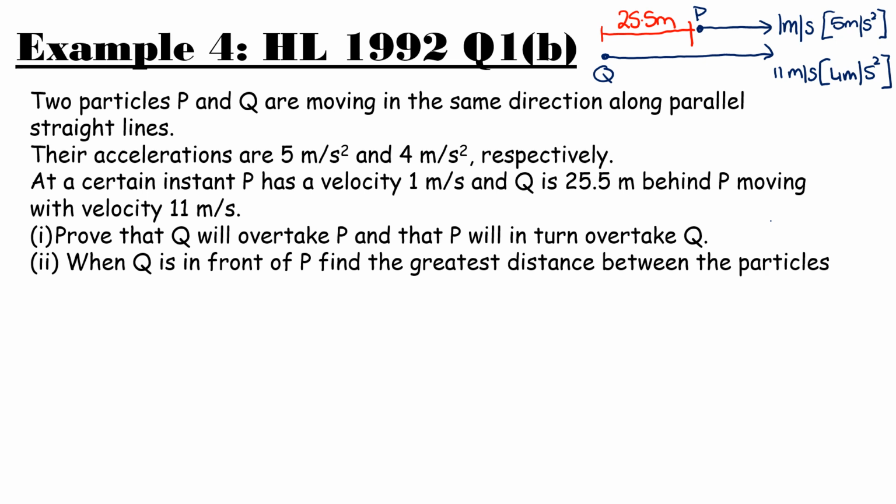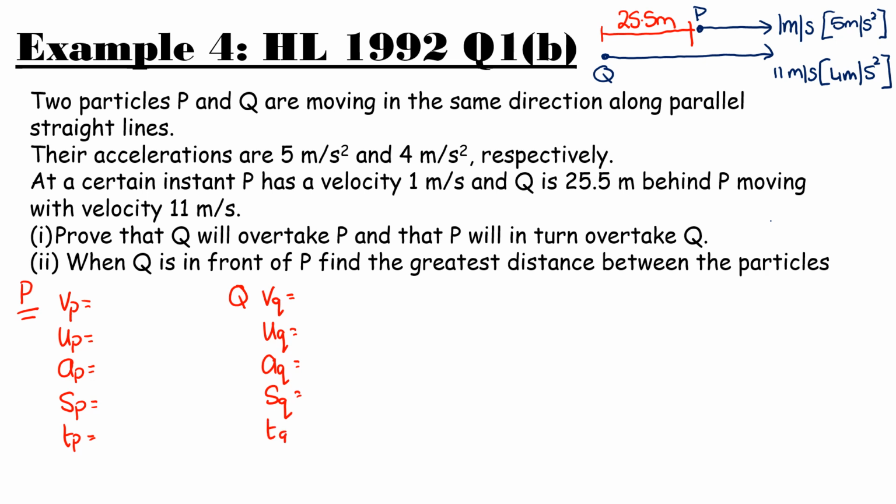So what we're going to do is find the times where they meet. And when we do that, we shall get 2 times that are both valid, so positive numbers, and that will prove that Q will overtake P, but they will have to meet again. And the only way for that to happen is that P will in turn catch back up with Q. So let's start with P. We'll do V, U, A, S, T. And then we'll look at Q. So V, U, A, S, T.